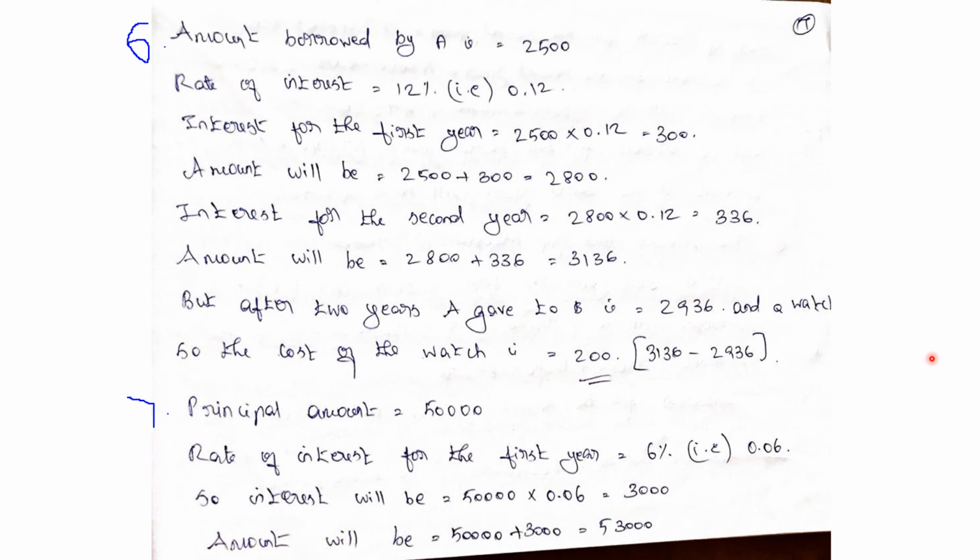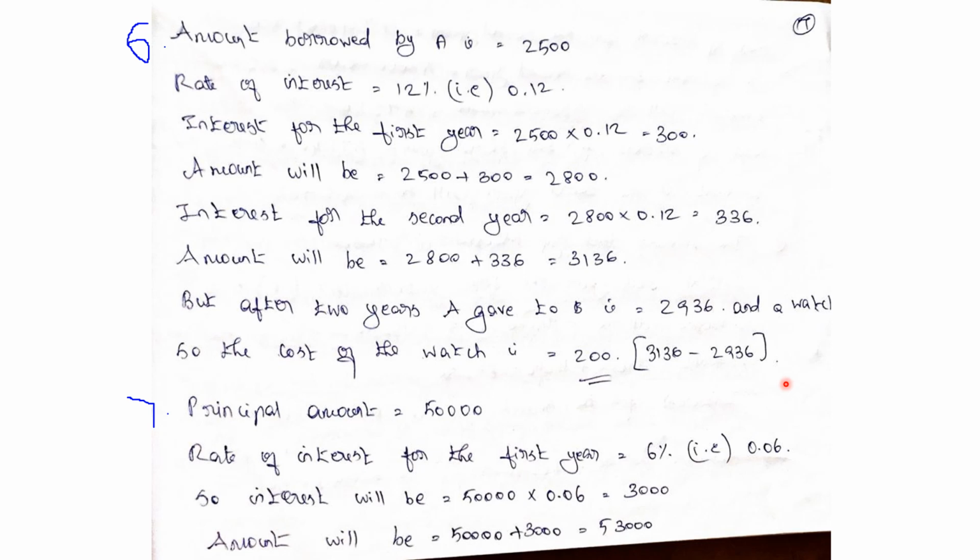A gave to B is 2936. Okay. And a watch. So 3136 minus 2936, only 200. The cost of the watch is 200. Okay, next one, seventh one.